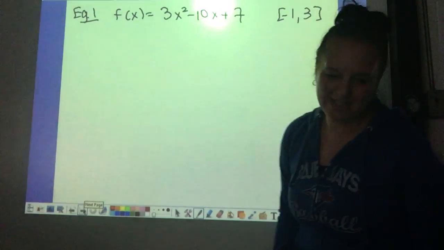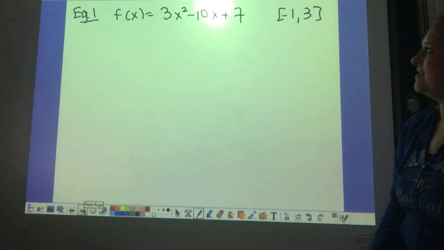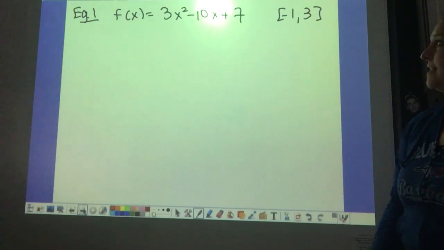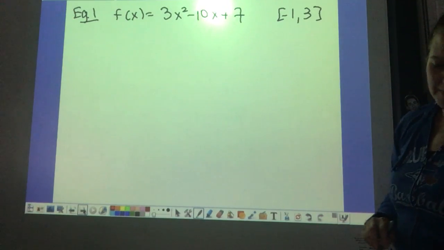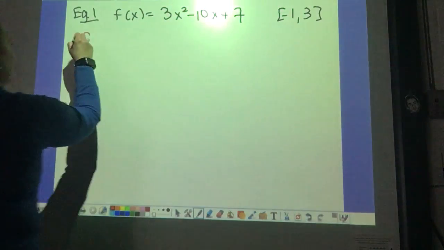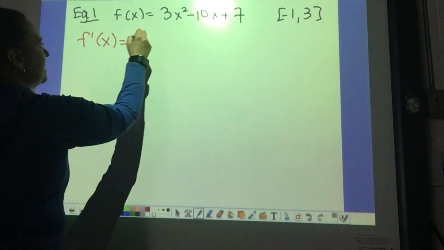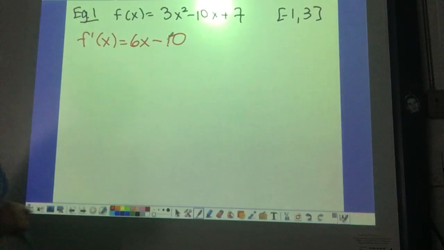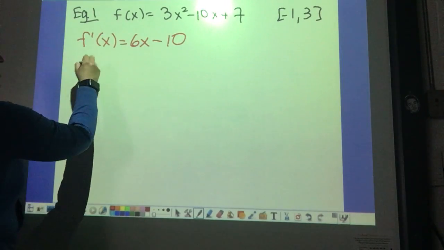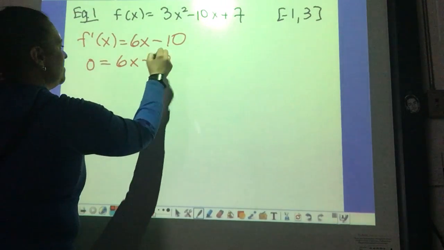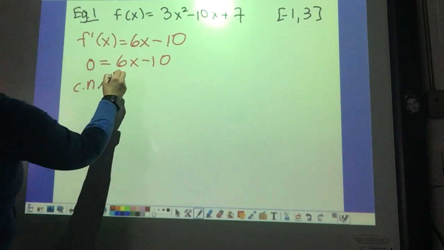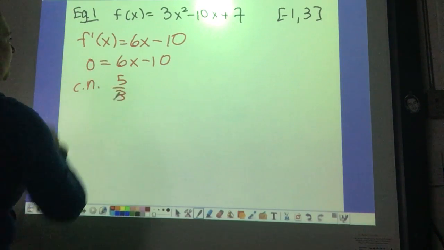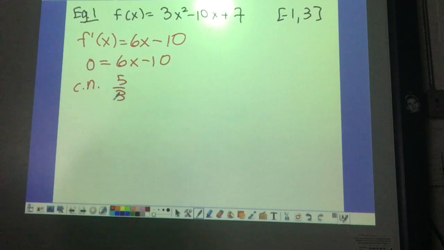Okay, so our one and only example today. Our original function is 3x squared minus 10x plus 7, and the endpoints, the closed interval, goes from -1 to 3. So step number 1, we need the first derivative. Oh, this is easy for us. That is 6x minus 10. And then we need to get the critical values. What values of x make this equal to 0? So for the critical number, we have 1. Our critical number is 5 over 3. 10 over 6, which simplifies down to 5 over 3.